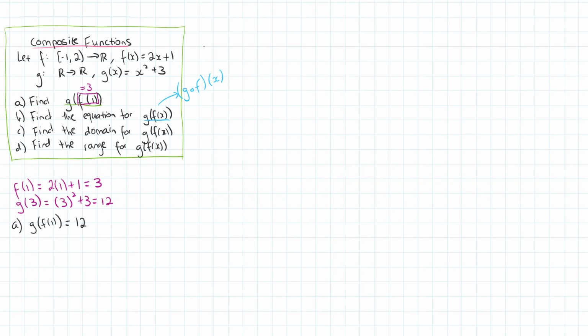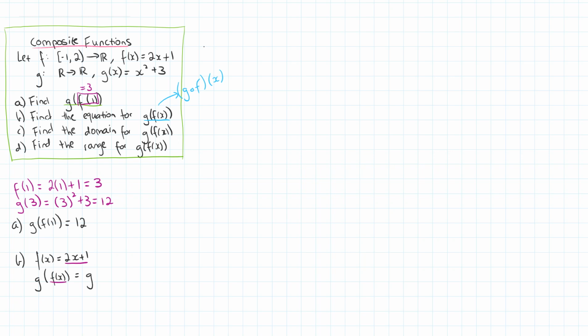Okay, let's do the same thing now for B, but instead of substituting in x equals 1, we're going to leave x as it is. So we're going to do the same thing. We'll sub in x into f of x. So we have f of x equals 2x plus 1. And now we need to substitute 2x plus 1 in here.